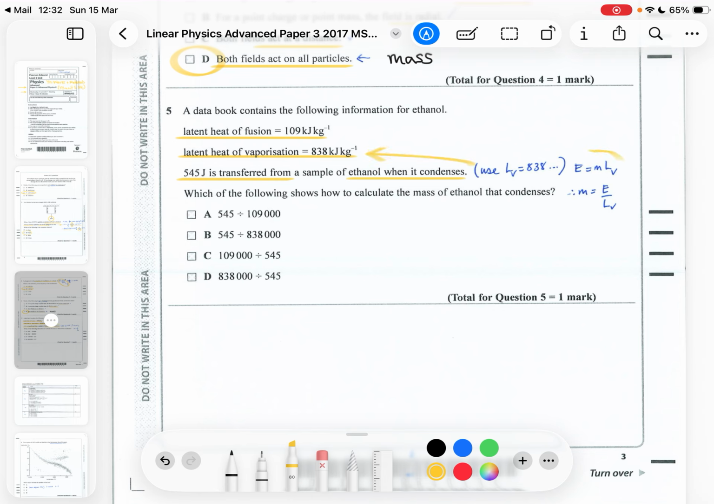And the equation is E equals ml. And they want you to calculate the mass. So if that's the energy per kilogram, then you can work out how much mass will condense using 838 kilojoules per kilogram. So you want to divide the energy, 545 on top, divided by 838,000, so that's B.